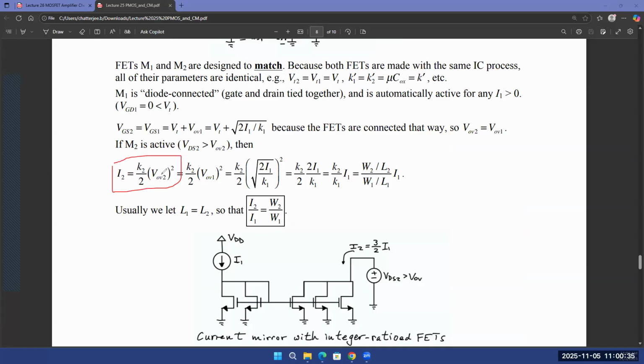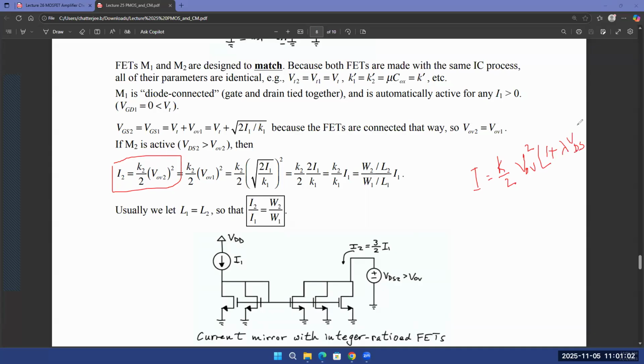But you already know that there is a 1 plus lambda VDS term if you want to take into account the channel length modulation. So if you want to take into account the channel length modulation, then your current I becomes K over 2 times V overdrive squared times 1 plus lambda VDS. That's just the effect of lambda, the channel length modulation parameter.